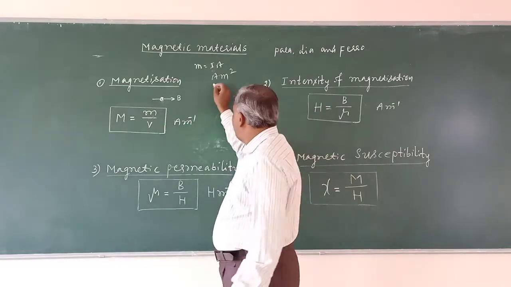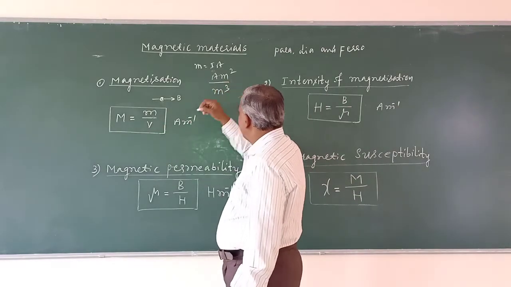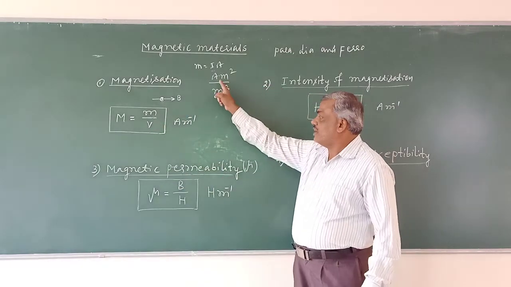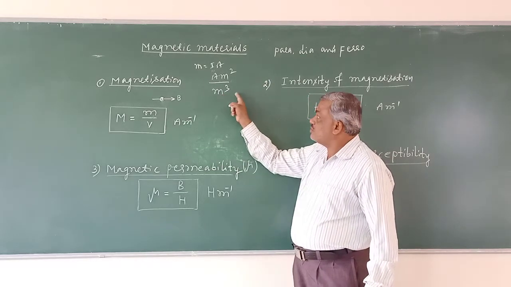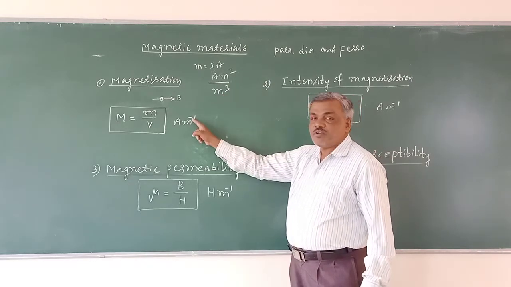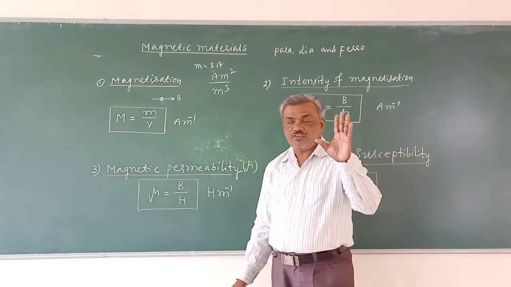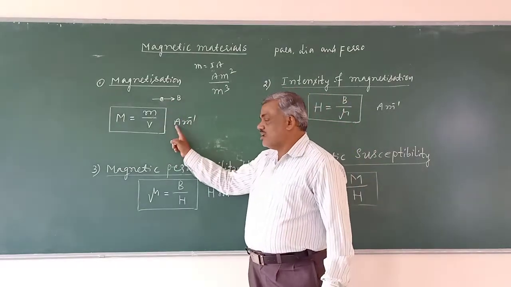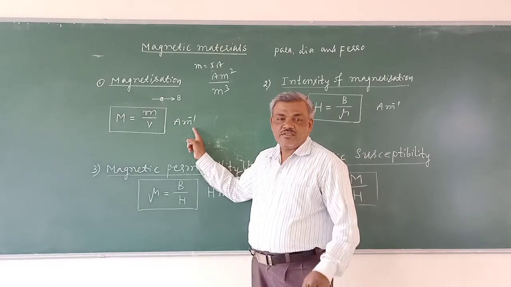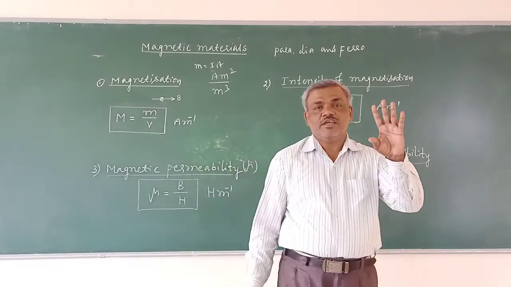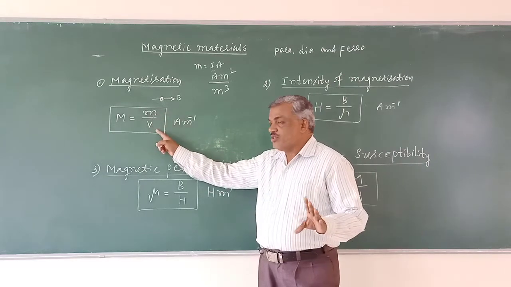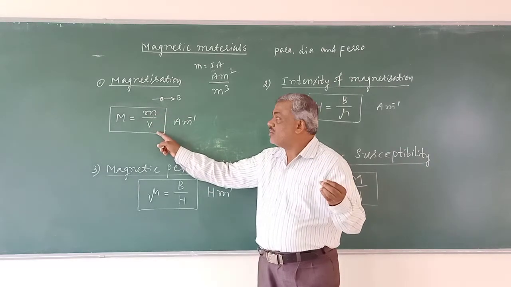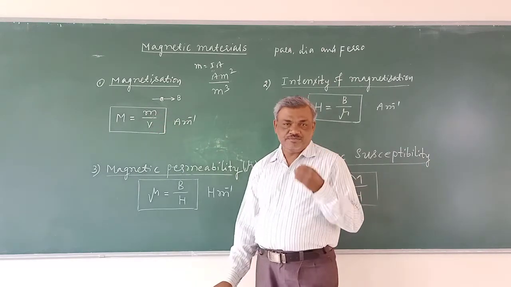Now the unit of volume is cubic meter. Simplifying here: A is ampere, m cubic meter goes to the numerator, so m power minus 1. So the unit of magnetization is ampere per meter. This is the first term, magnetization. The ratio of magnetic moment per unit volume of the material is called magnetization.